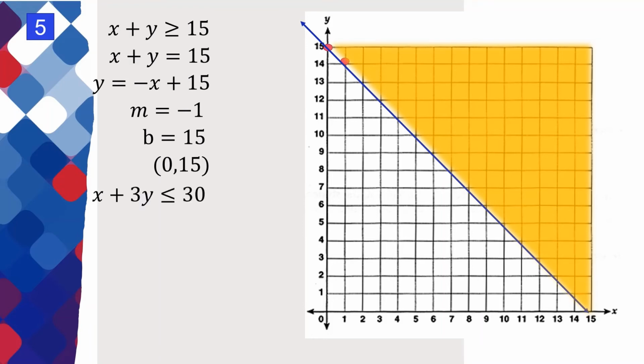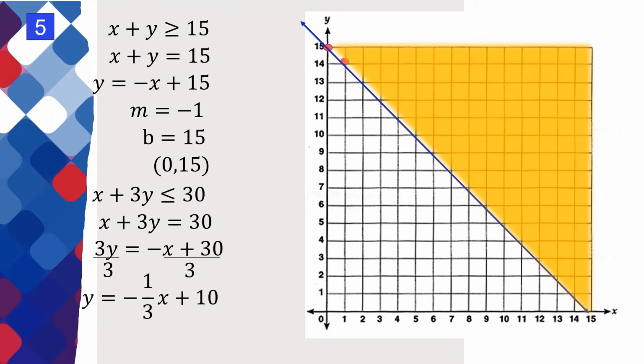Okay? Then next is the second inequality, x plus 3y is less than or equal to 30. Transform into equation. Then write into slope-intercept form. So we have in slope-intercept form, y is equal to -1/3 x plus 10. So, ang slope natin ay negative 1/3 and ang y-intercept natin ay 10.